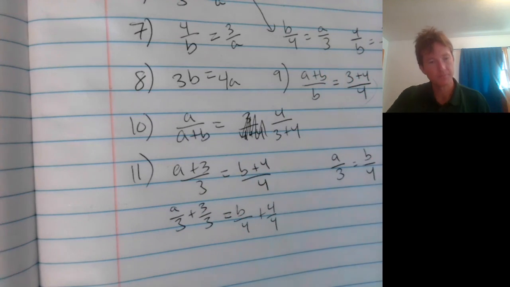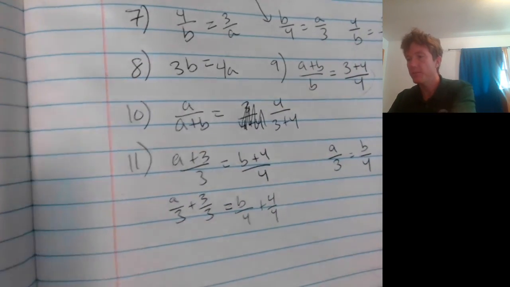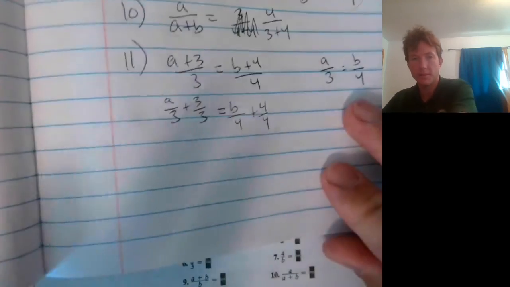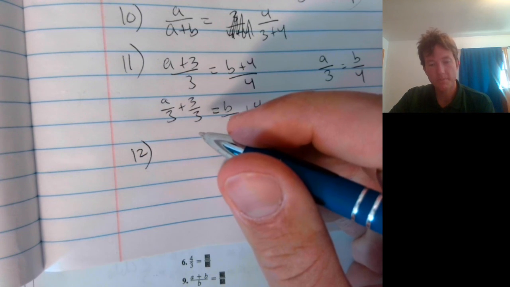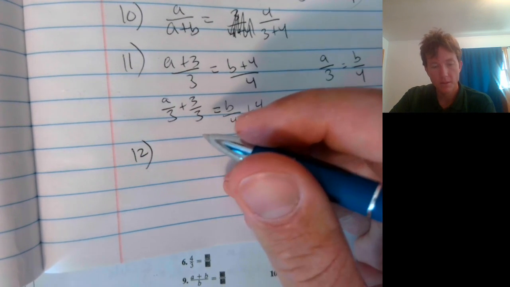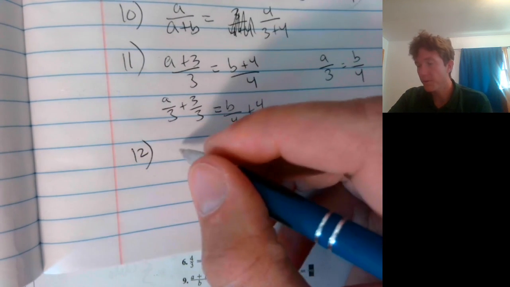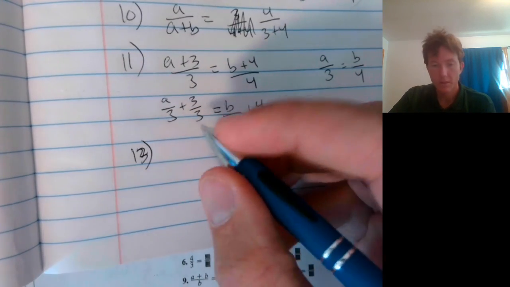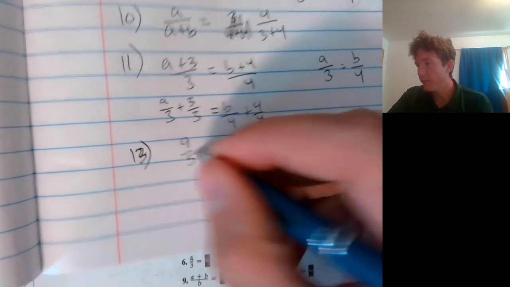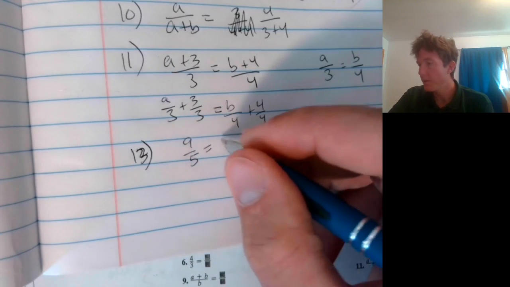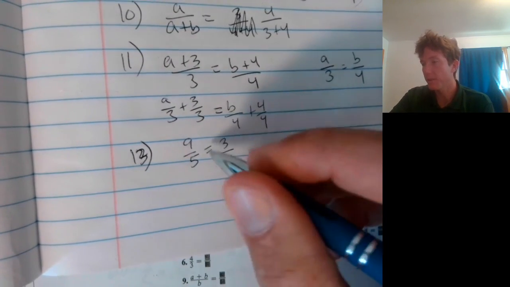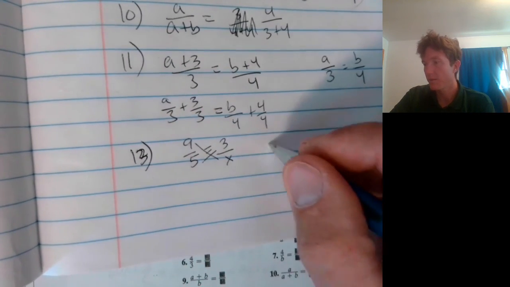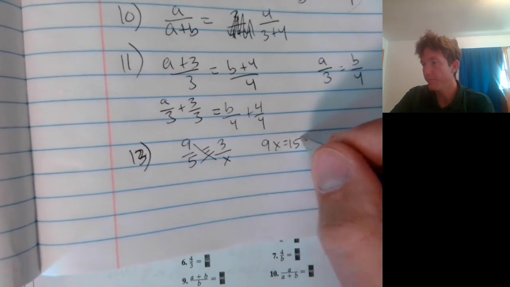Let's move on. Algebra, solve each proportion. These should be quite a bit simpler because we're really just going to use one technique for all of these. I said do the odds, so let's go ahead and do the odds. Number 13, 9 over 5 is equal to 3 over x. I'm going to solve for x, so I'm going to cross multiply. So I get 9x equals 15.